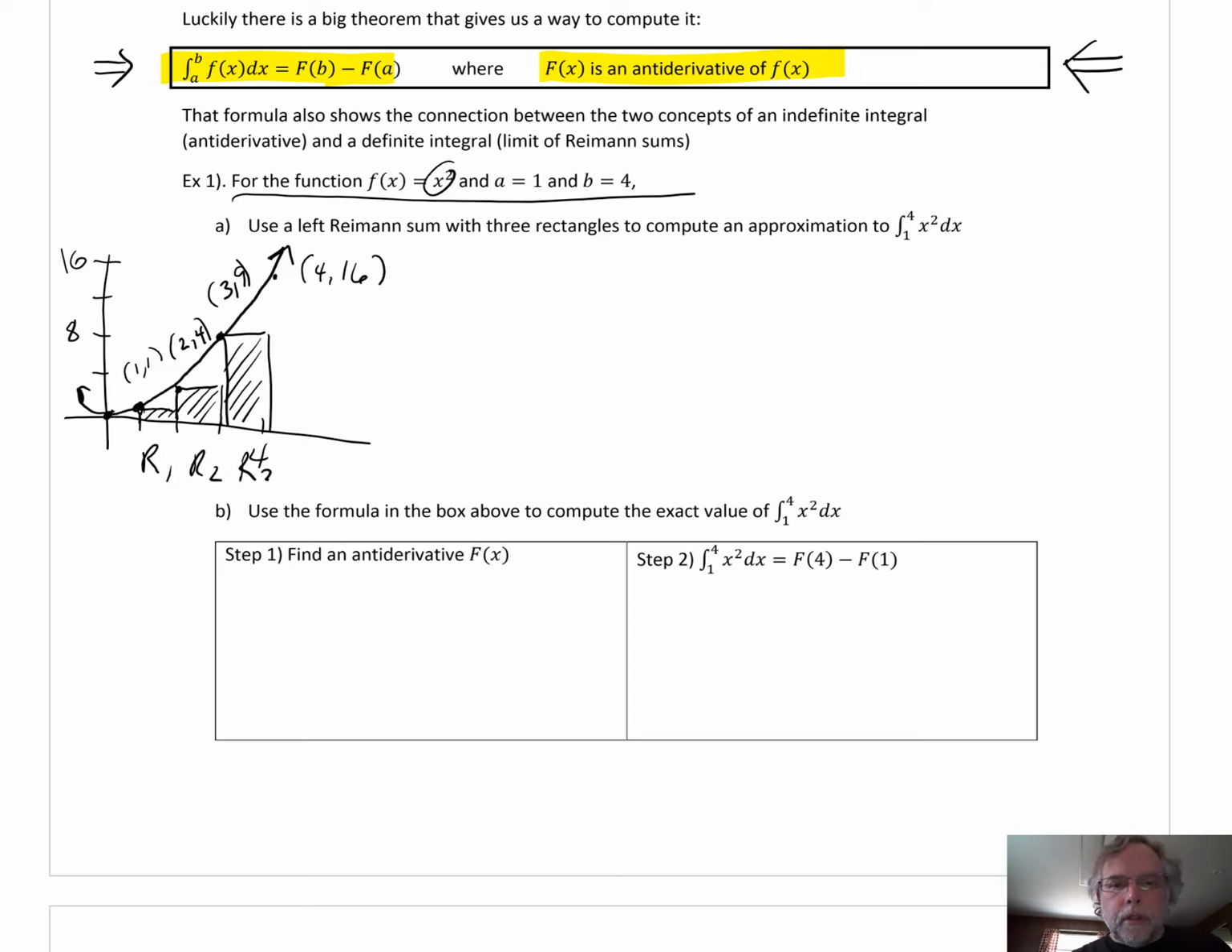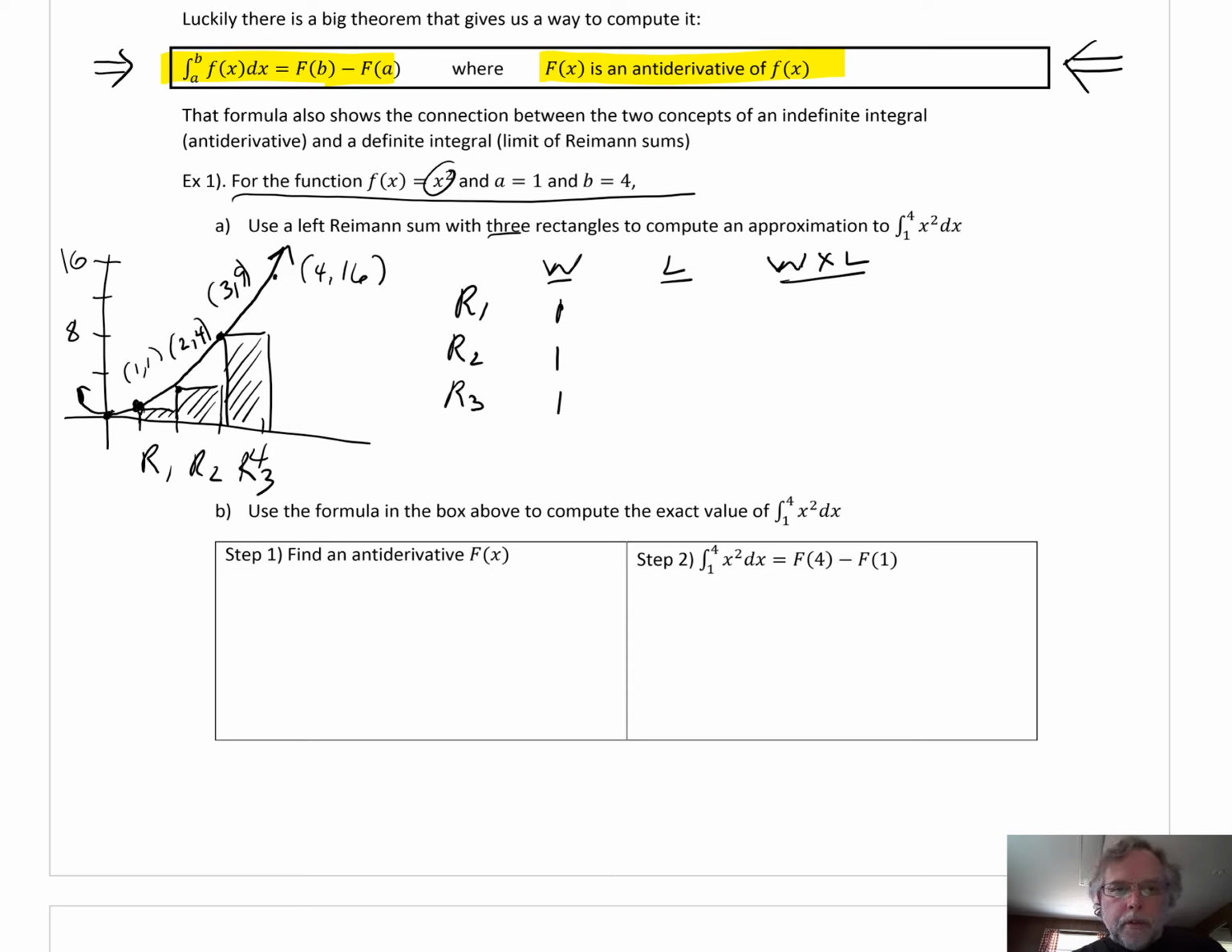R1, R2, and R3. And you can make a little rough table like the ones we were using before. R1, R2, R3. We have a width of the rectangle, we have a length, and then we have the area of the rectangle, which is the width times the length. All three of these rectangles have width 1 because we're going from 1 to 4 on the x-axis, divided up into 3 equal parts. So 1, 1, 1.